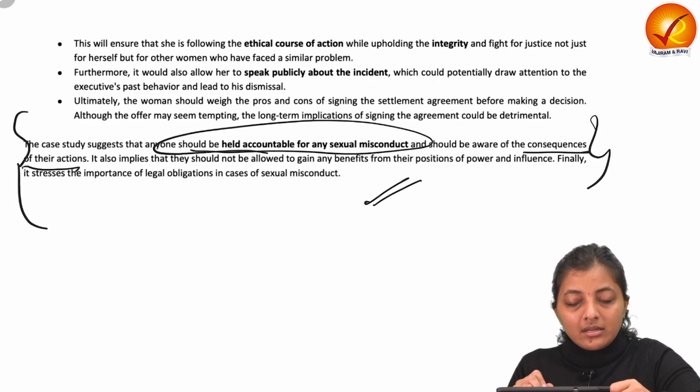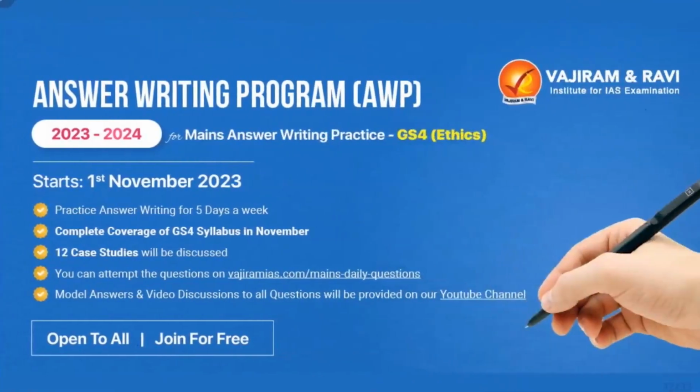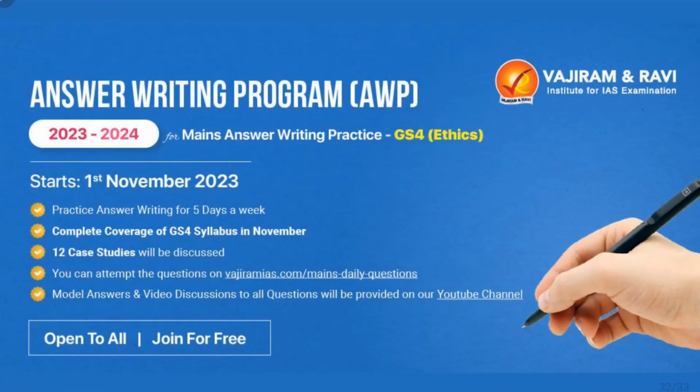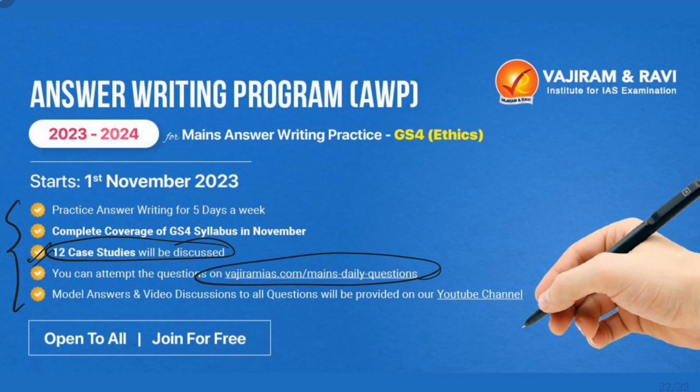So this was it for today. We have discussed 2 case studies. So this was the free initiative. From tomorrow we are starting the GS1 module. So this was it for the November month. Today is the last session for ethics and we have discussed 12 case studies in this November month, and you can write questions on this portal. You can see the video on the YouTube channel and you can download the PDF of this video, these model answers, also.